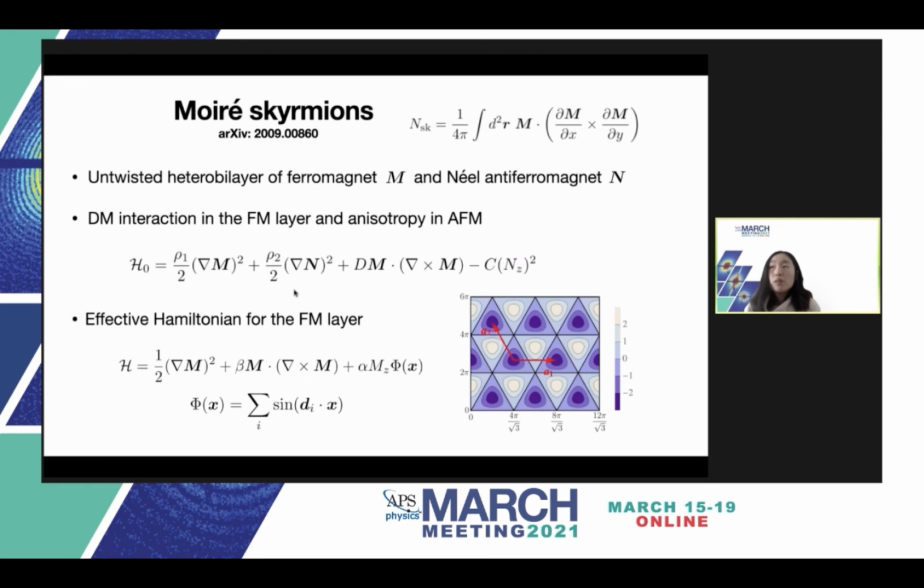So the effective Hamiltonian for the ferromagnetic layer is just the kinetic term, the DM term, and the Moire potential. This figure depicts the Moire potential, where, since we no longer have twisting, the modulation just comes from the lattice mismatch between the 2 layers. And here, this small d is the reciprocal lattice vectors of the Moire lattice again.